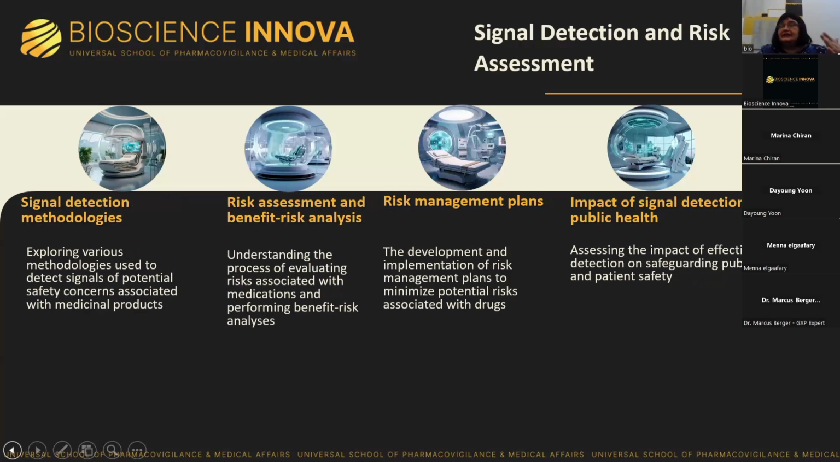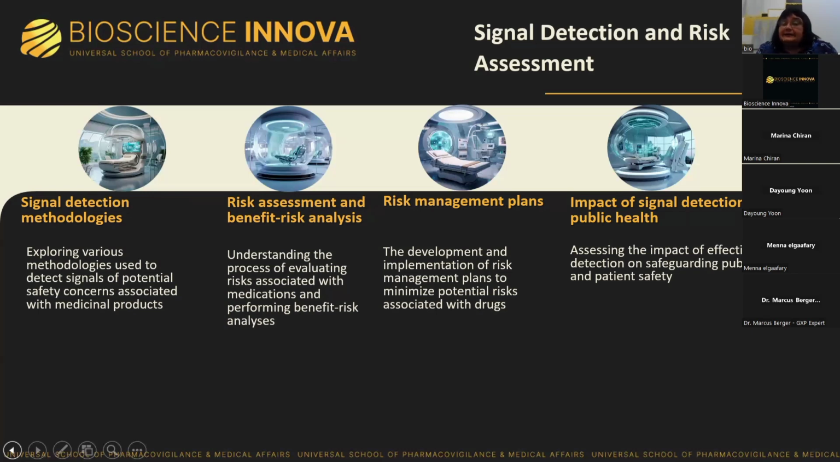Signal detection and risk assessment. Signal detection methodologies: exploring various methodologies used to detect signals of potential safety concern associated with medicinal products. Risk assessment and benefit-risk analysis: understand the process of risk associated with medication and performing benefit-risk analysis.